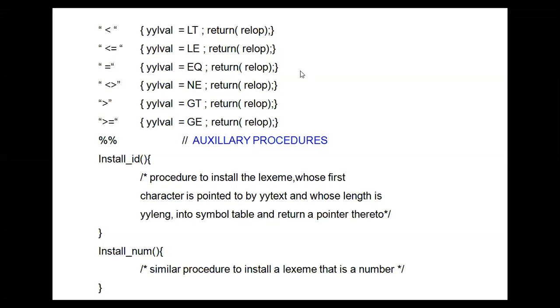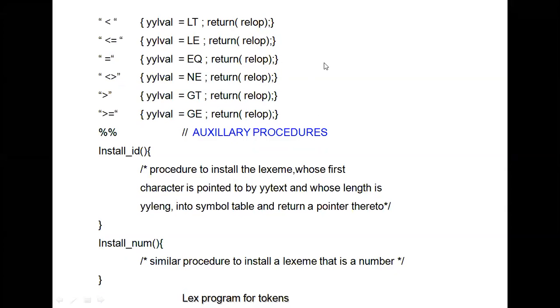Translation rules should always be a rule with an action. Rules are always associated with an action, where each rule is a regular expression and each action is a program fragment. It describes what action is to be taken for the corresponding regular expression, right? This is about translation rules.